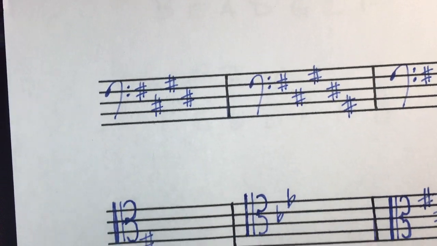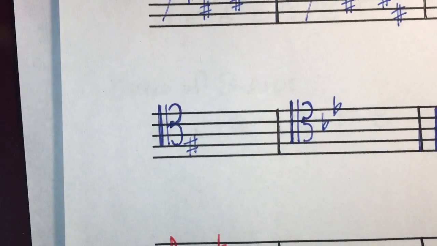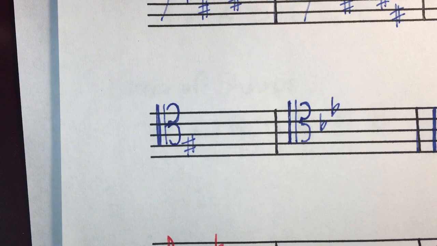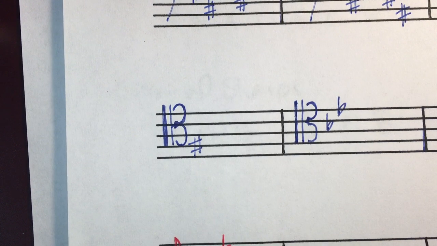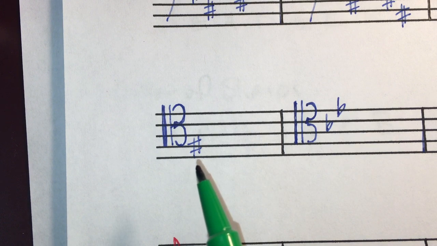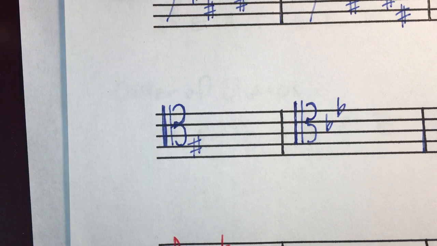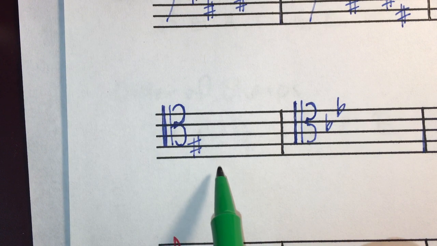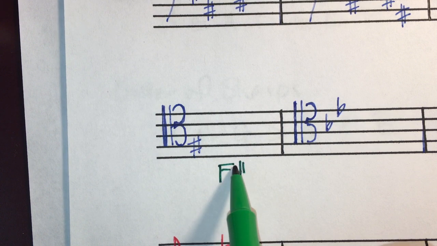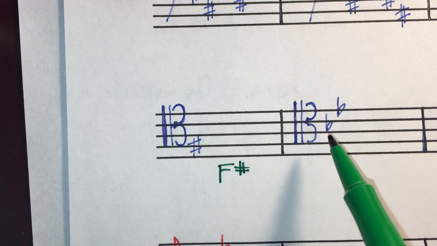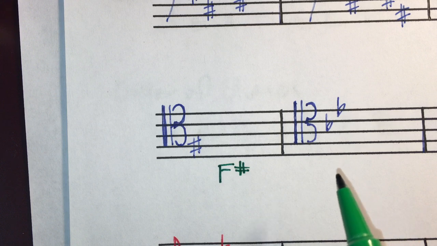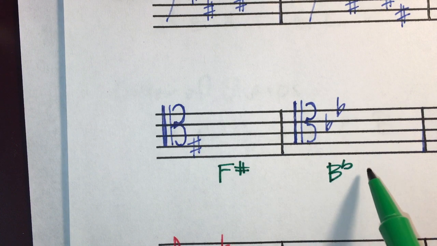Now, let's have a little challenge. These two examples are in tenor clef, which sometimes trombones will play, not often. You don't have to know how to read tenor clef. You see that this has one sharp, so you automatically know that if it's one sharp, it's going to be what? F sharp. Here's tenor clef with two flats. What are the two flats? B flat and E flat.